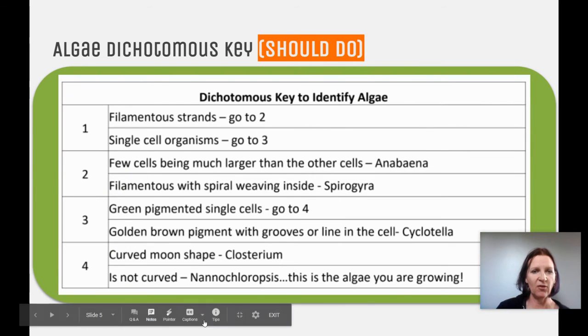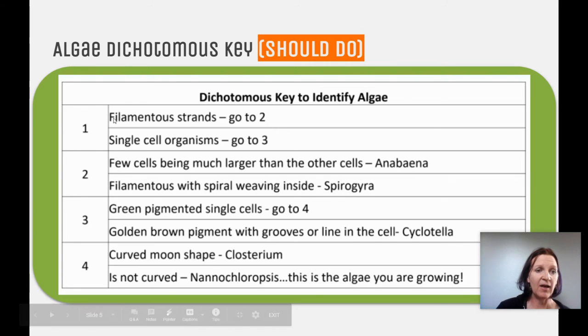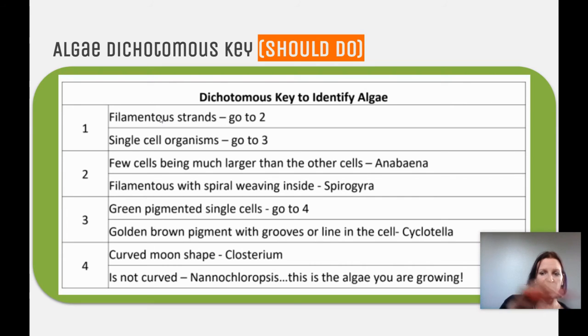So let's do this with algae. Here's the dichotomous key you're going to use to identify algae. You've got four different sets of choices. Again, you're always going to start with choice one. A filamentous strand is just a long strand. If you think of a pen or a pencil, it's going to look something like this. Single cell, they're just going to be by themselves, usually kind of a circular shape.